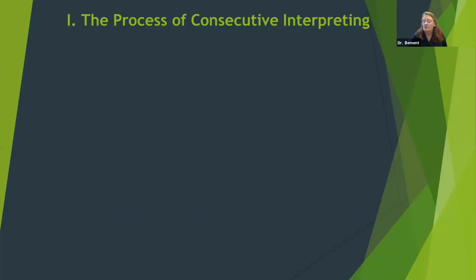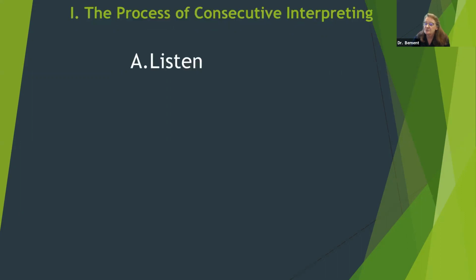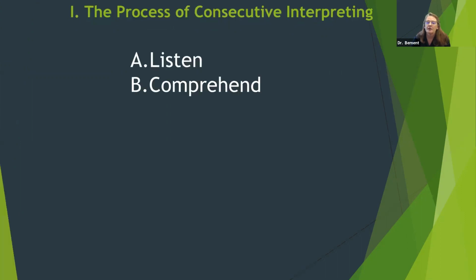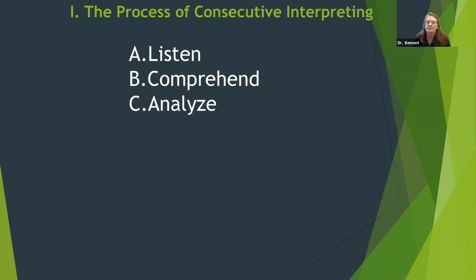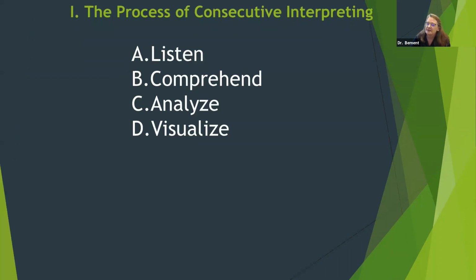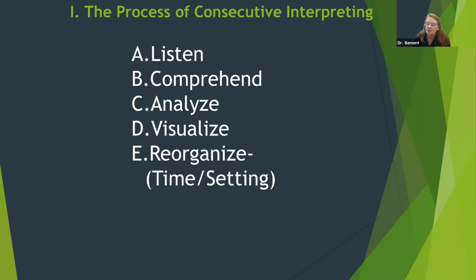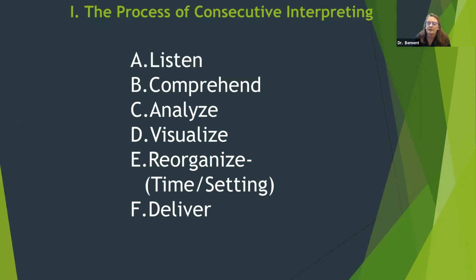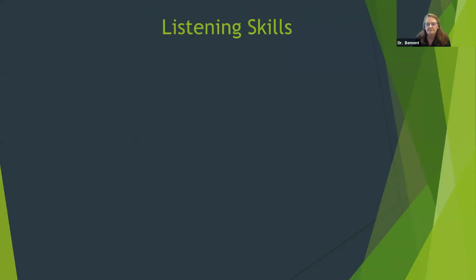So our first lesson is going to be on the process of consecutive interpreting. What is consecutive interpreting? Consecutive interpreting means that you're going to first listen to the spoken message. You're going to comprehend it. You're going to analyze it. Then you're going to visualize it. Then you're going to reorganize it by using the time and the setting. Then you're going to deliver it.